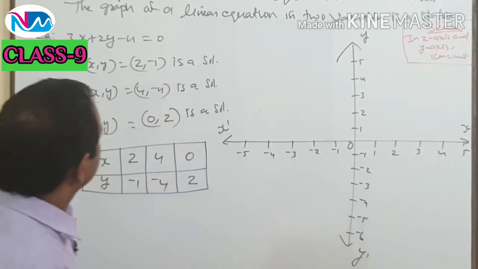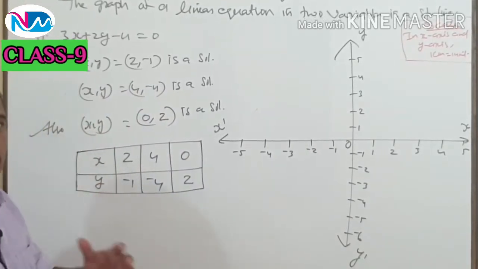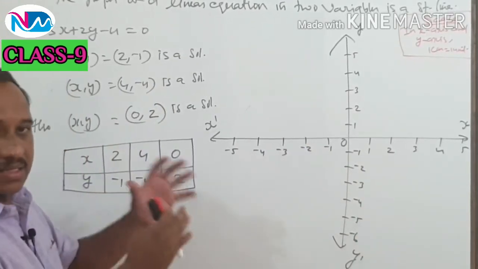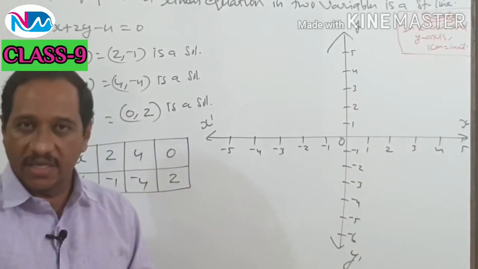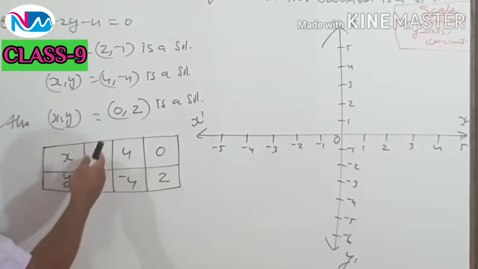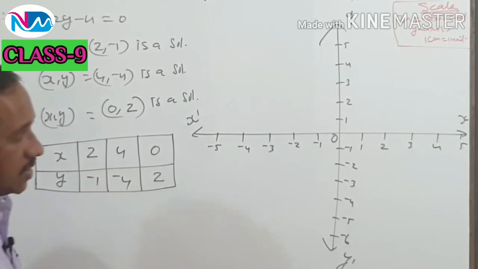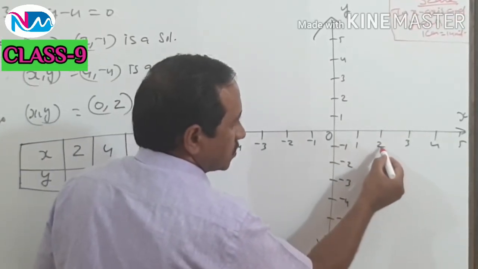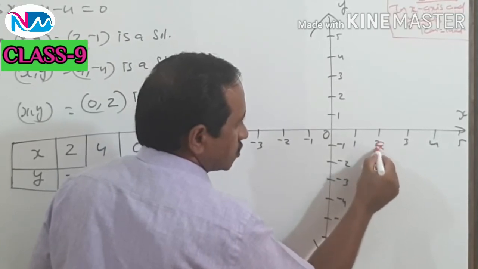So here we have three solutions of the equation which we are going to plot in a Cartesian plane by considering them as the x coordinate and the y coordinate. The first point is (2, -1). X coordinate 2, y coordinate -1. This is the position of the first point.